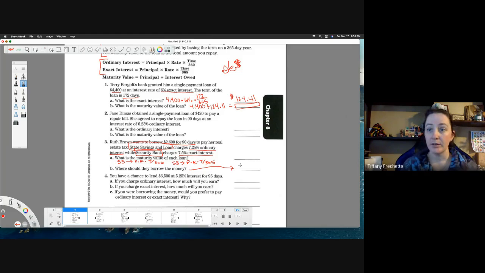And remember, you're looking for the lower amount because this is something you have to pay back. So you're not looking for the most here, you're looking for the least.